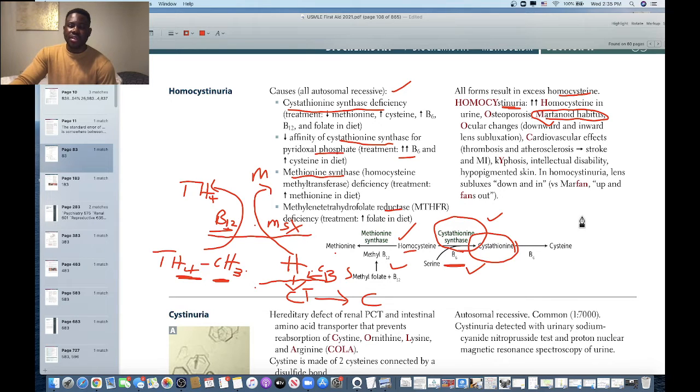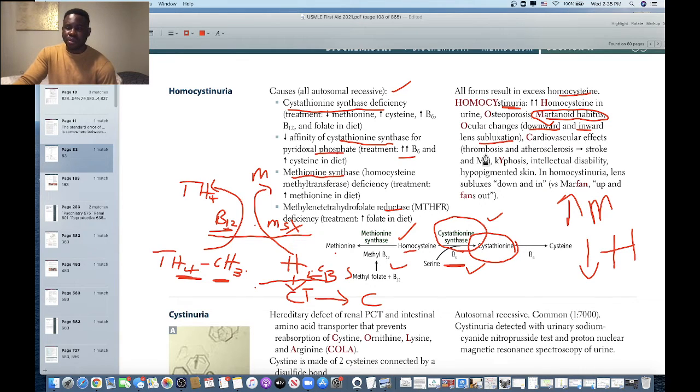The difference here is that in Marfan, they have upward dislocation of the lens. In homocystinuria, they have downward dislocation of the lens. So Marfan and homocystinuria, the eye lens, that's the difference. Presentation is the same, but the cause is different, of course, because Marfan is more hereditary. So the ocular changes, as they've said, are downward subluxation or displacement of the lens.